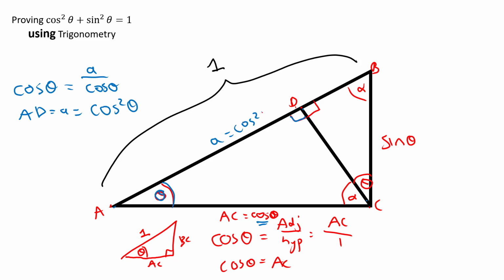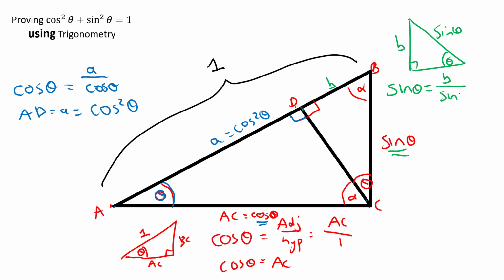Cos squared theta. Similarly, we're going to look at triangle DBC. In DBC, we have the hypotenuse is sine theta, and we're going to try and find the adjacent length here. So we have a triangle, looks like this, where this is B and this is sine theta. This angle is theta, and that's a 90 degree angle. And we're going to use that sine theta is just the opposite over the hypotenuse, B over sine theta. So B is also sine squared of theta.